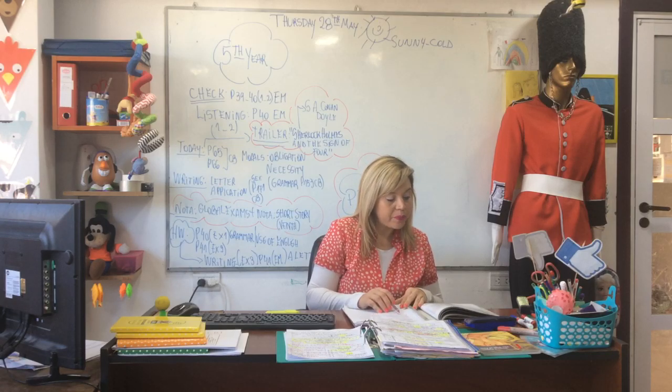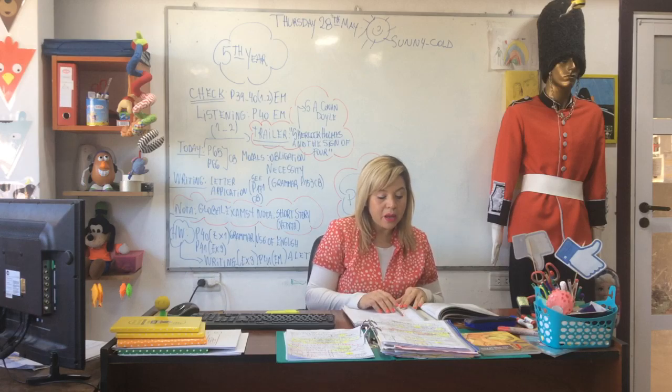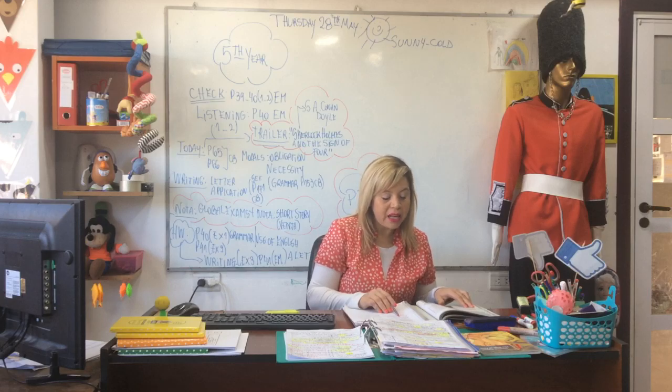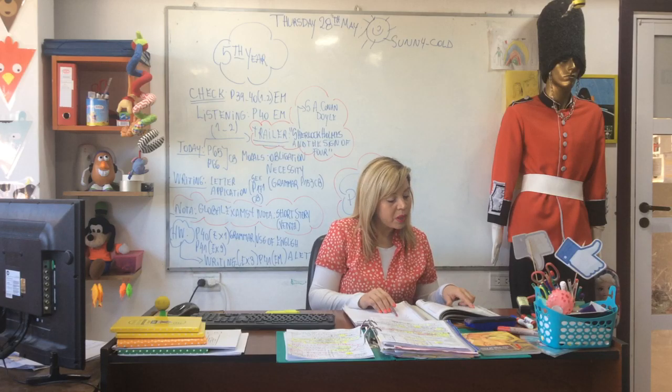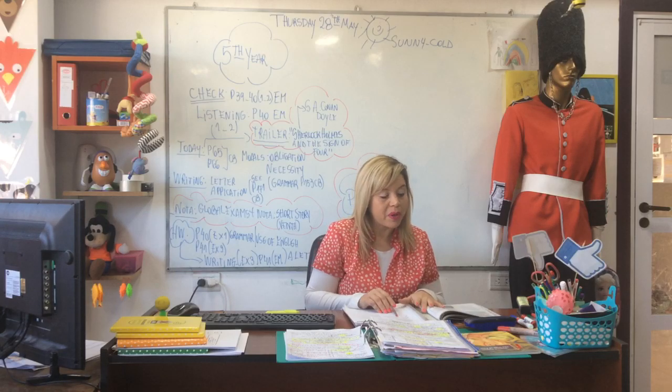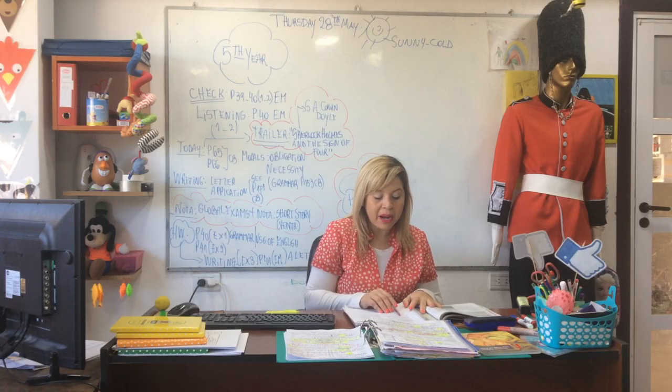Number 2: 1, 2, 5, 6, 8, 9, 11, and 12 are the points you think you should include in the letter. 1, why you are writing. 2, where you found out about the job. All these numbers. Number 3: Paragraph 1, points 1 and 2. Paragraph 2, points 5, 6, and 8. Paragraph 3, point 9. Paragraph 4, points 11 and 12. Not included: 3, 4, 7, and 10.